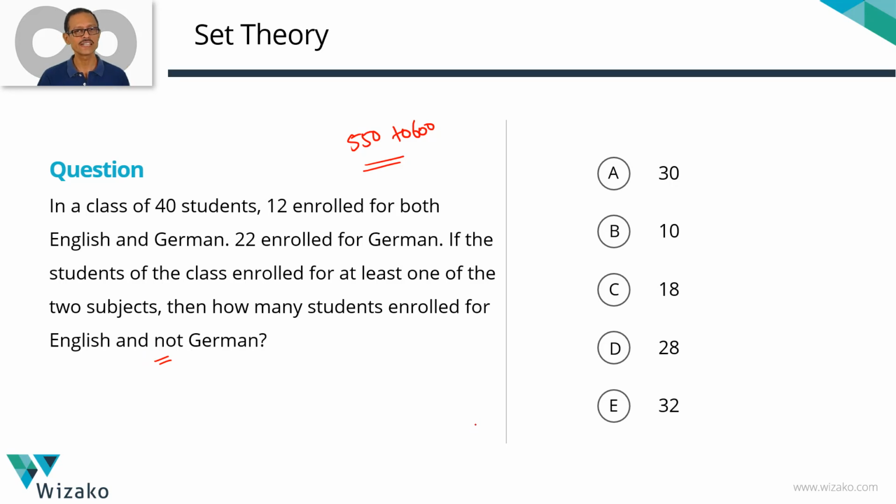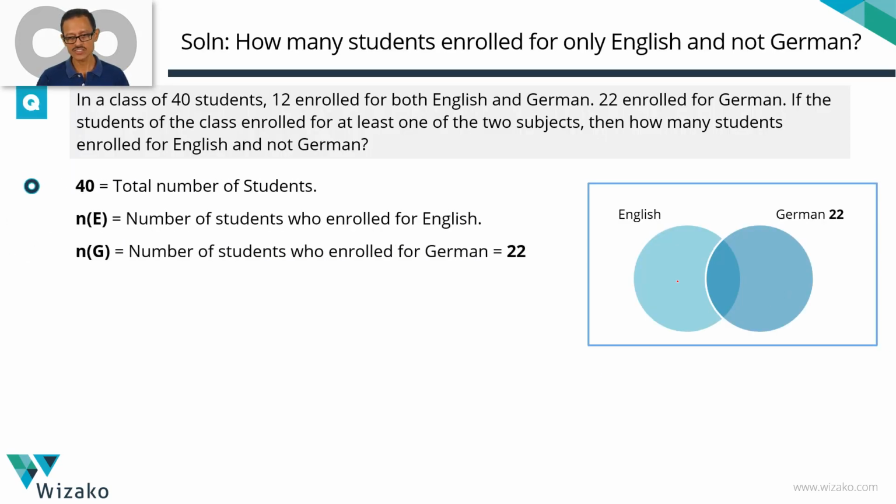Let's quickly jot down the details and plot it in a Venn diagram. There's a Venn diagram here, English, German. Total number of students in the class is equal to 40. So that number is going to be 40 out here. Number of students who enroll for English is equal to N of E. So let the left-hand side circle in this Venn diagram represent N of E. Number of people who enroll for German, let's call it N of G. This right-hand side circle, the darker blue, is basically N of G, which is equal to 22.